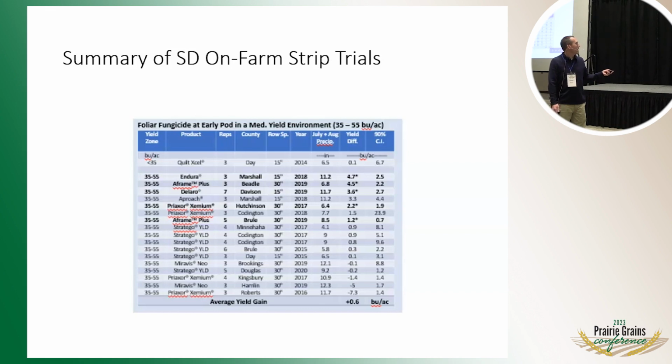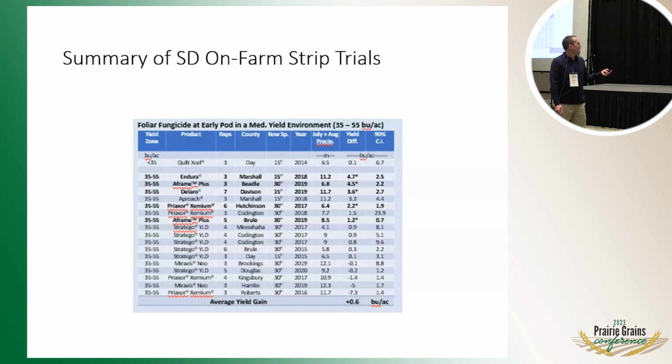I mean, granted, there are some instances here. You had 4.7, 4.5, 3.6. Now that I know planting date may be a factor, it might be interesting to go back and look to see what the planting dates were on those.